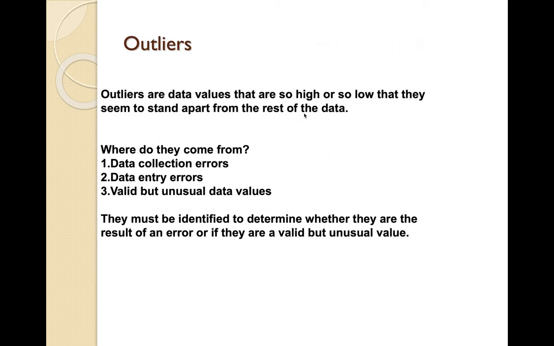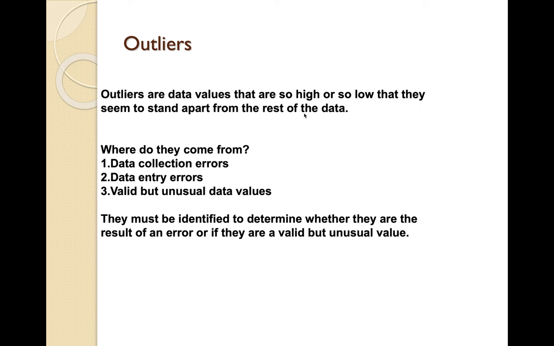Okay, so sometimes we have outliers. Those are data values that are so high or so low that they seem to stand apart from the rest of the data. And so sometimes you have to ask, well, where do these come from? Sometimes it's data collection errors. Sometimes it's data entry errors. Sometimes they're valid but unusual data values. They must be identified to determine whether they are the result of an error or if they are a valid but unusual value.